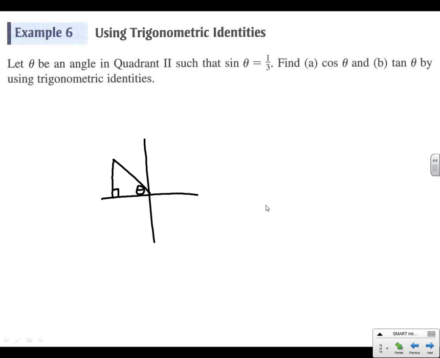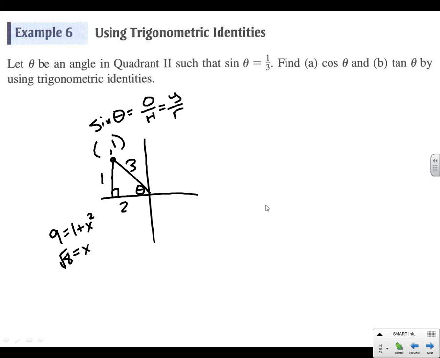And from that angle, sine is opposite over hypotenuse, right? Sine theta is O over H. The other way of thinking about that is y over r, right? Our radius is 3, and our y value is 1, something comma 1. And so we would need to figure out the x value here. Pythagorean theorem, 9 equals 1 plus x squared. So this is going to be root 8 as x, which is 2 root 2.